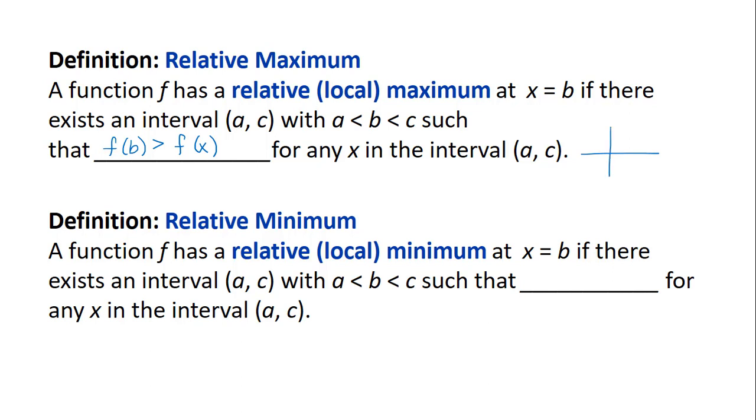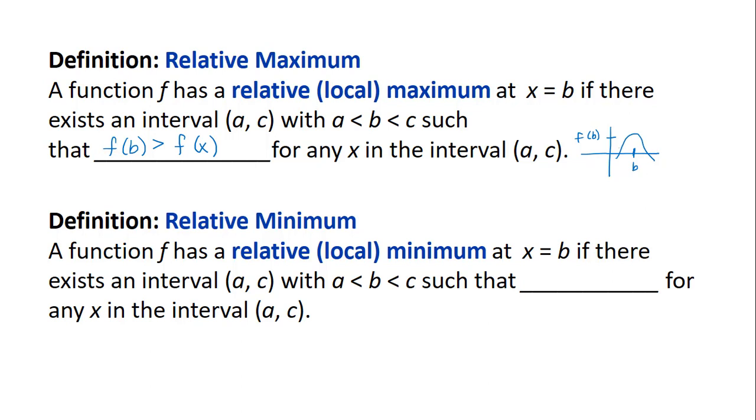So that is, if there is an x value b such that this y value f of b is greater than any other y values around it, then we see that we have a local maximum. And that local max is actually the f of b value. It's always the y value. So it occurs at x equals b, but the f of b is the actual maximum.